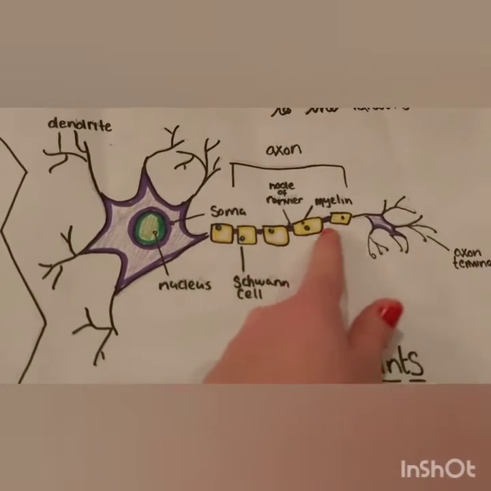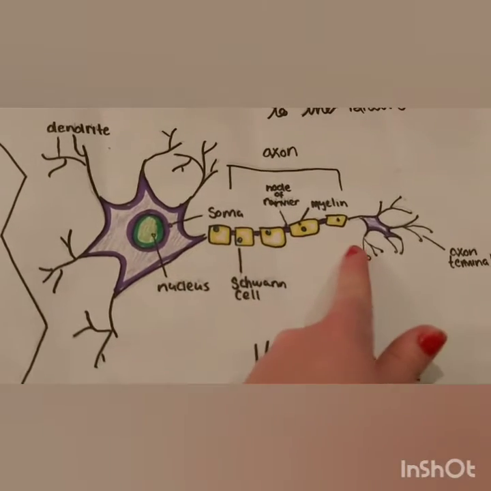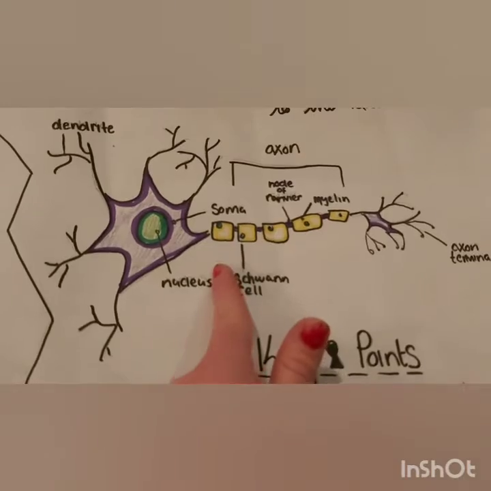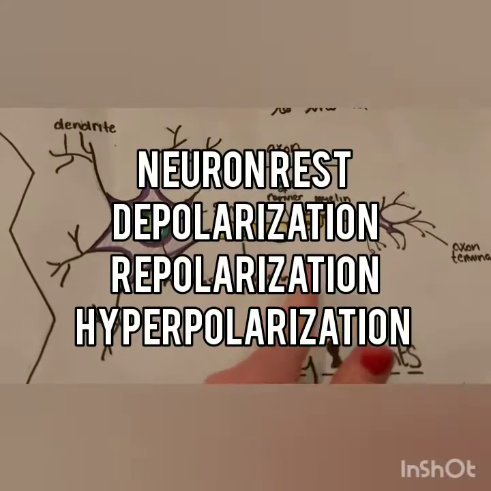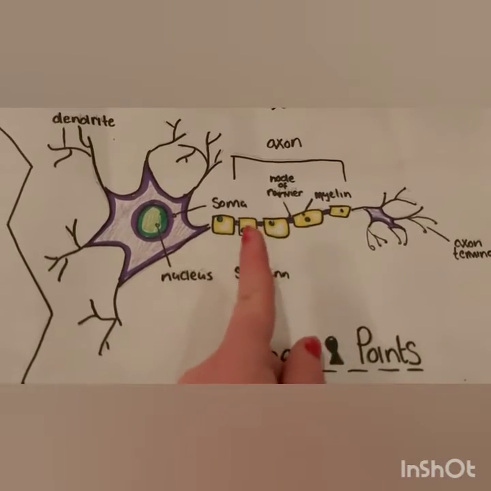So, when a neuron impulse travels through the axon, something very important happens here called repolarization, depolarization, and hyperpolarization, which we will go through very soon.